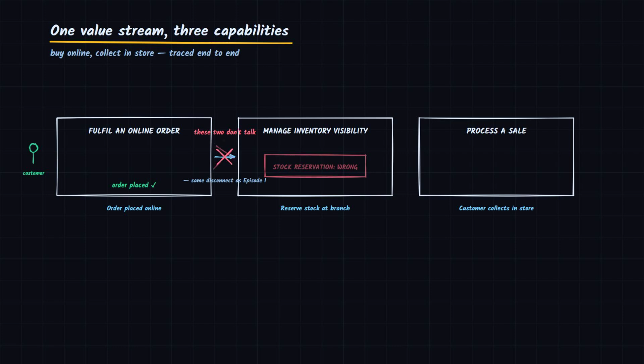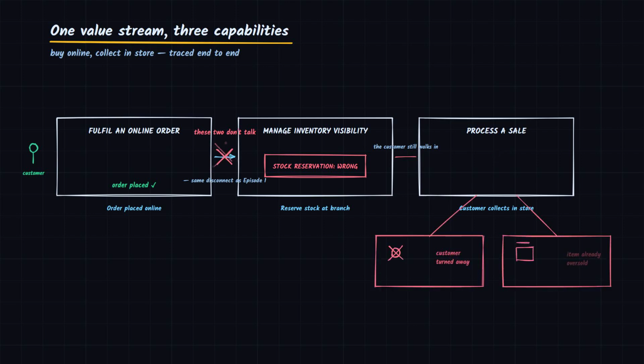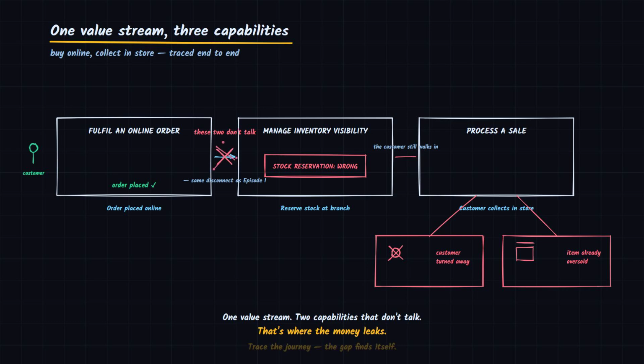3 capabilities, 1 customer journey, and it breaks at exactly the seam we already know about. From episode 1, fulfill an online order and manage inventory visibility don't talk to each other, so the stock reservation is wrong. Often enough that staff either turn away a paying customer standing at the till or oversell something that already sold out online. 1 value stream, 2 capabilities that don't talk. That's where the money leaks.